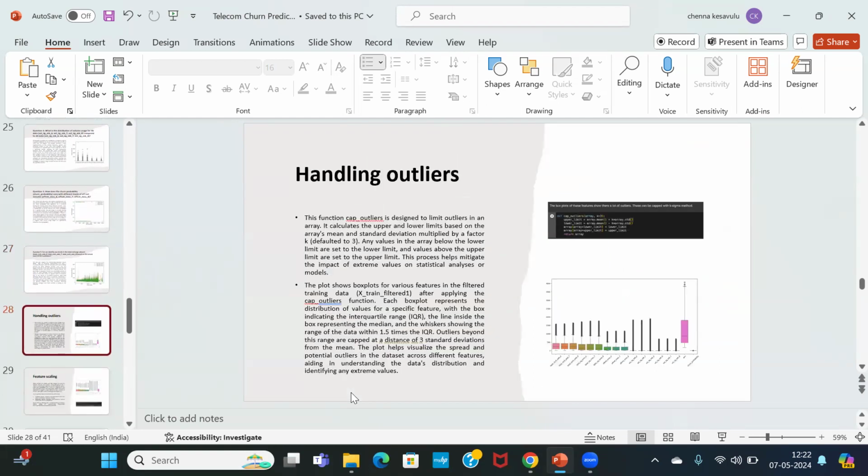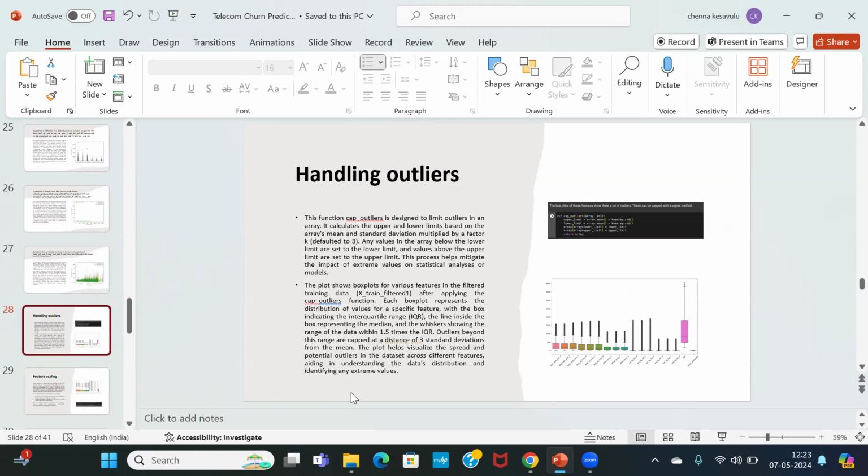And coming to handling outliers, this function is designed to limit outliers in an array. It calculates the upper and lower limits based on the array's mean and standard deviation multiplied by a factor k. Any values in the array below the lower limit are set to the lower limit, and the values above the upper limit are set to the upper limit. This process helps mitigate the impact of extreme values on statistical analysis or models.